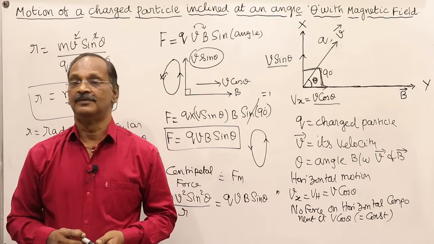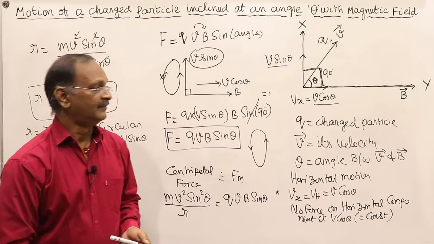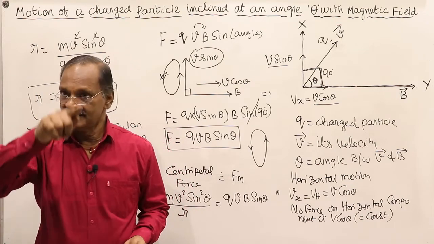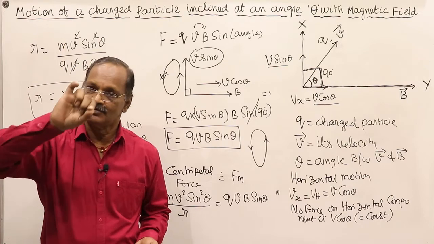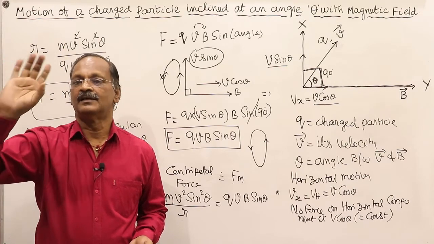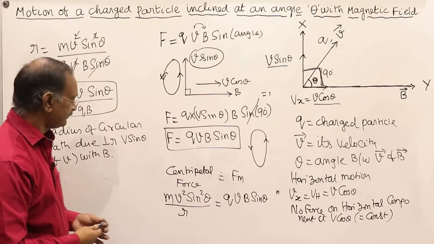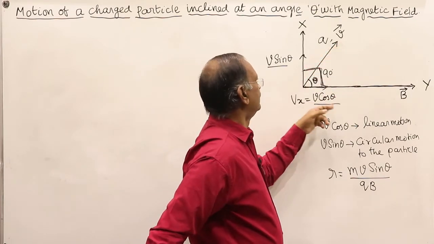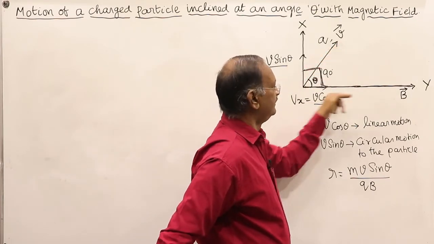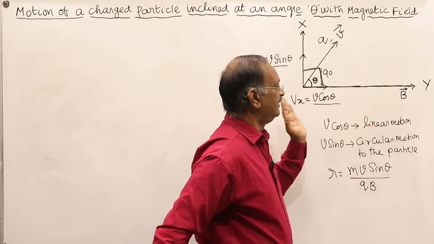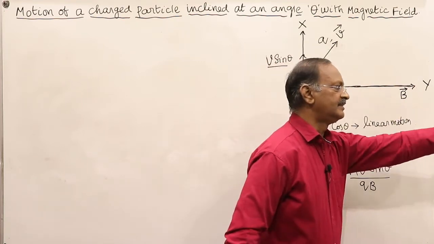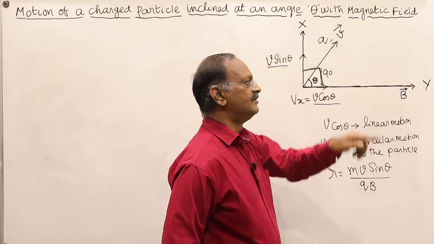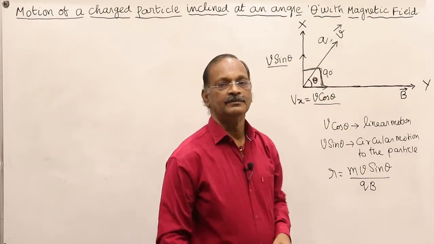Once we find the radius of the circular path, we will find the time period of the revolution, because it is making one circle. It means how much time it takes to complete one circle. That is called the time period of revolution. Therefore, v has two components, v cos theta and v sin theta. The v cos theta component is responsible for the linear motion, the particle will move in this direction, and v sin theta is responsible for the particle to move in a circular fashion. It means there are two motions.